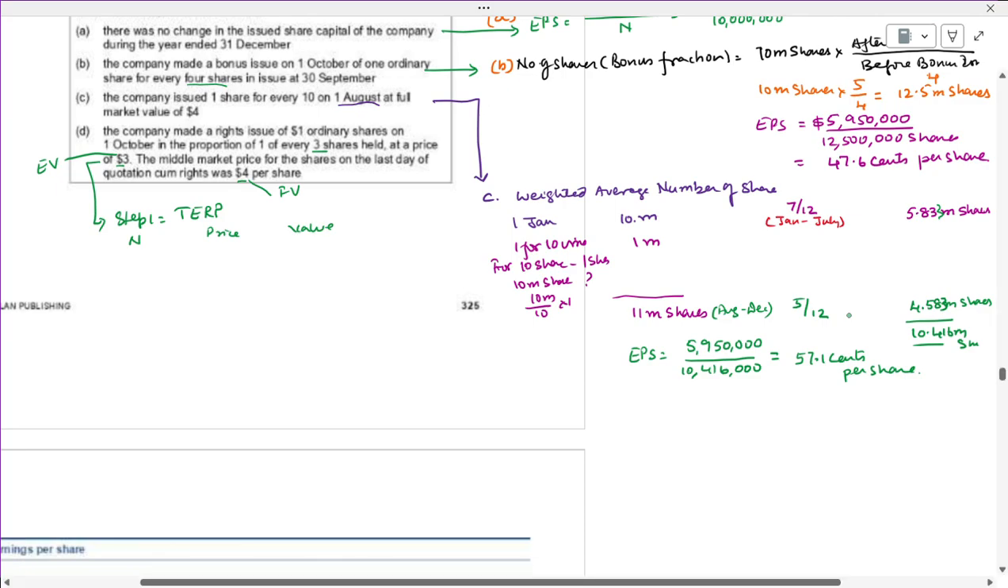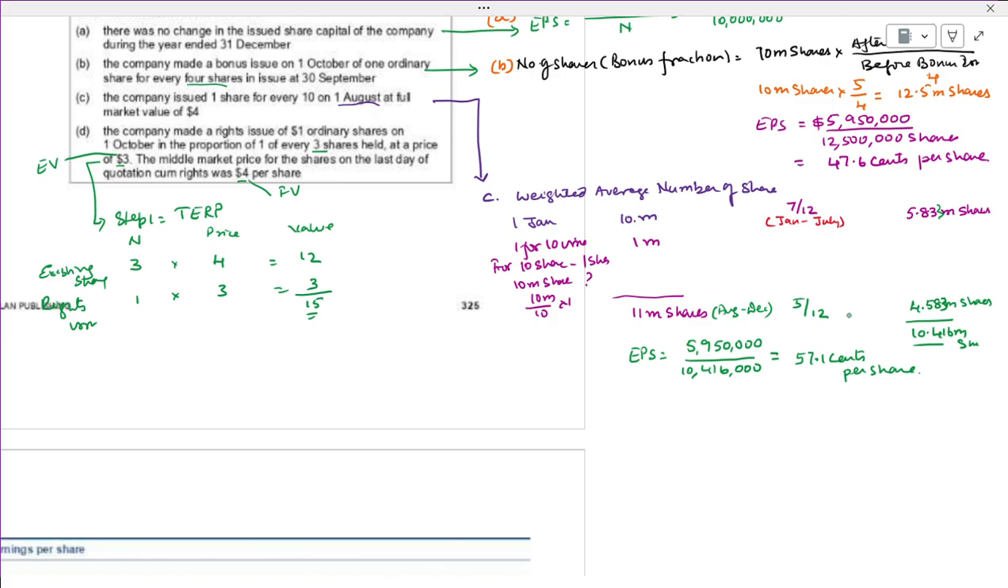How many shares are there? They are issuing for every 3 shares. What is the market price? Market price is 4. Okay, 3 into 4, how much does it come to? It comes to 12. They are issuing one share, is it right? These are existing shares. How many rights issue shares are there? Rights issue is 1. What is the value? 3. It comes to how much? 3. Total comes to how much? 15.